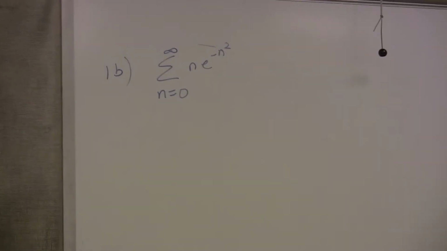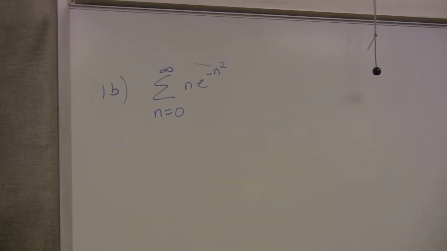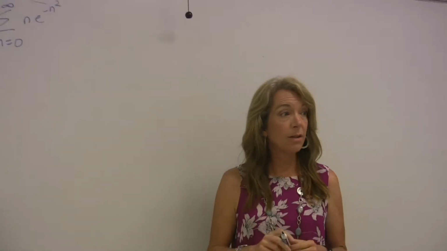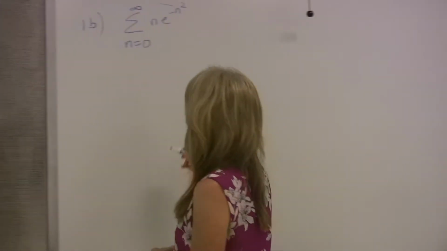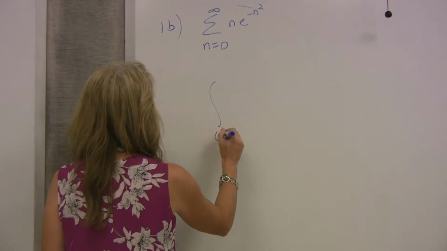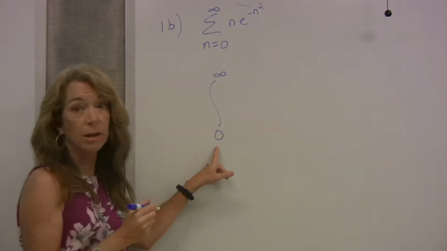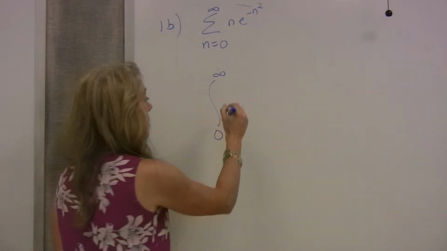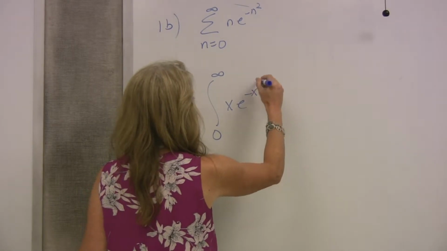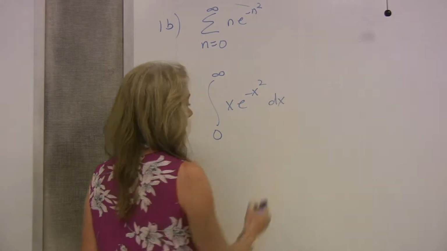You want to set up an integral? Yes, we'll go straight to the integral test. I like that. Okay, sure, let's go straight to the integral test. So the integral from 0 to infinity, because it has to match our bounds here, of x e to the negative x squared dx. And he wants to do a u sub.